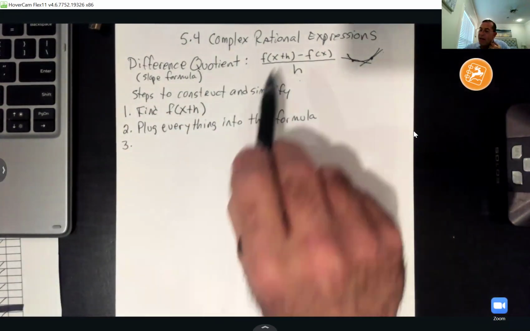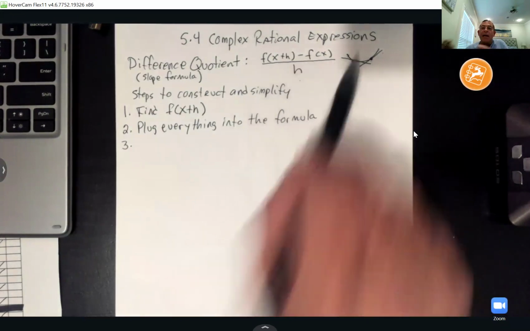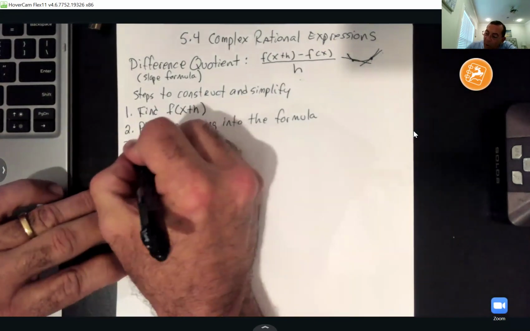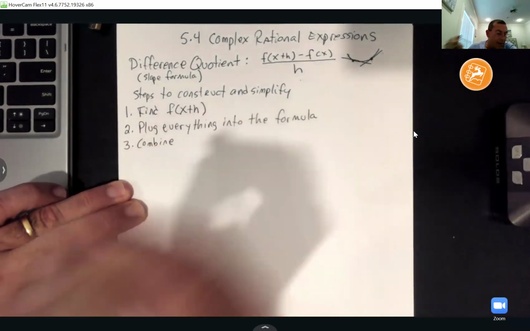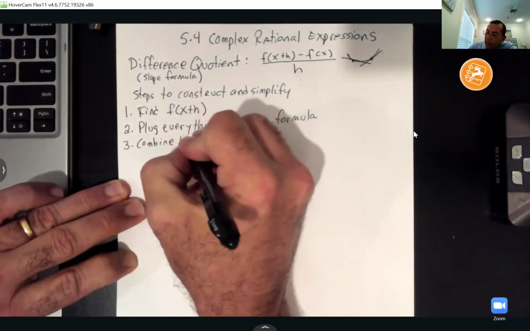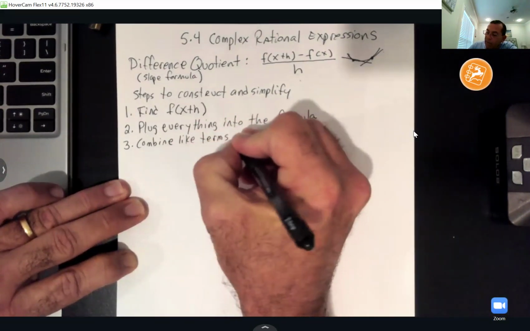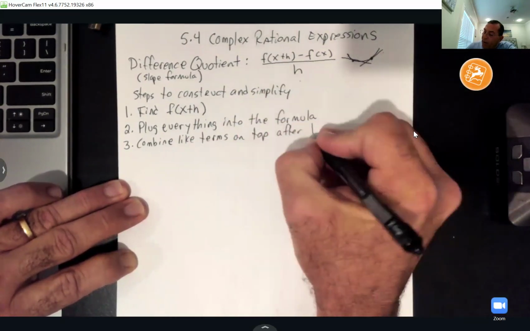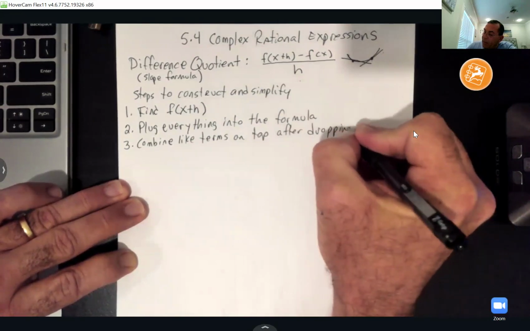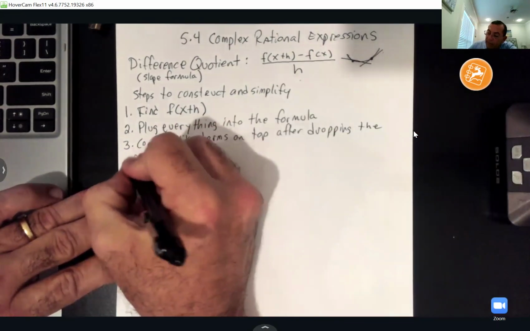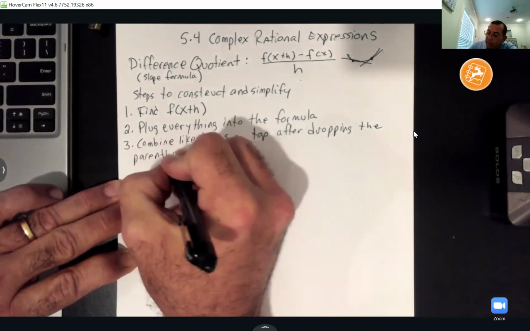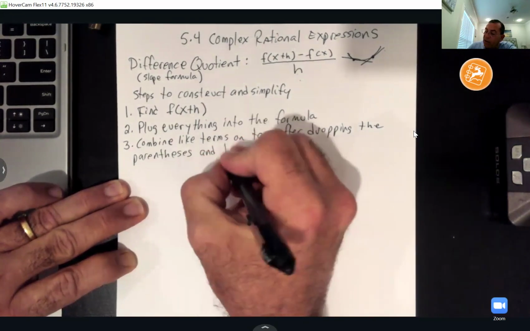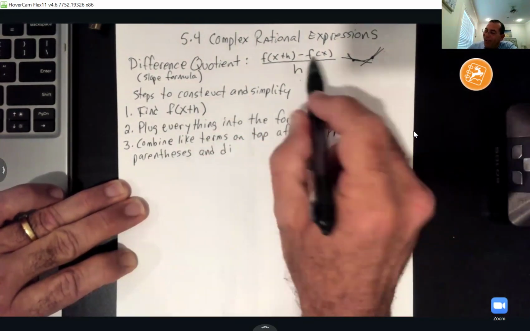All right, so I'm going to have my f of x plus h stuff minus my f of x stuff all over h. At that point, I'm going to combine like terms on top, after dropping the parentheses and distributing the subtraction.